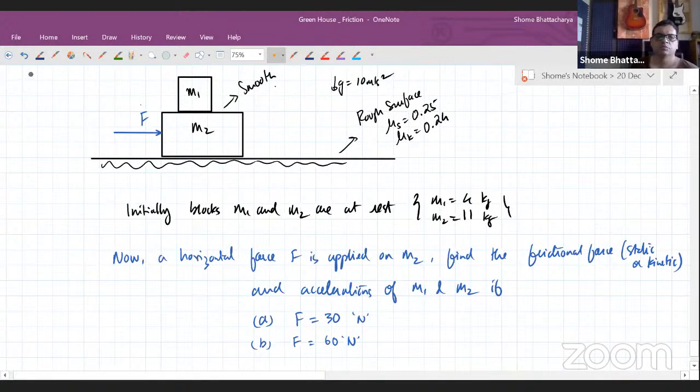So the method of solving this will be that you make the free body diagram of the two blocks, okay, and try to understand from the free body diagram what is the limiting friction available to the block M2. And from that you understand that when we apply a force of 30 newtons or 60 newtons, whether or not there will be slipping.